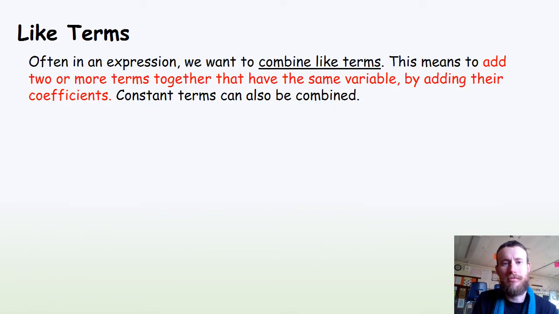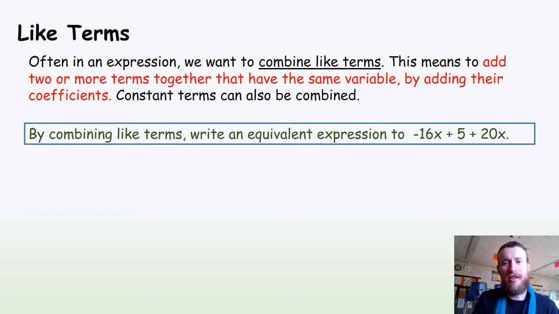All right. Like terms, very important. In an expression, we want to combine them. This means to add two or more terms together that have the same variable. They've got to have the same variable, by adding their coefficients. I kind of showed you that before, but we'll see it again. Constant terms can also be combined. So let's see an example of like terms.